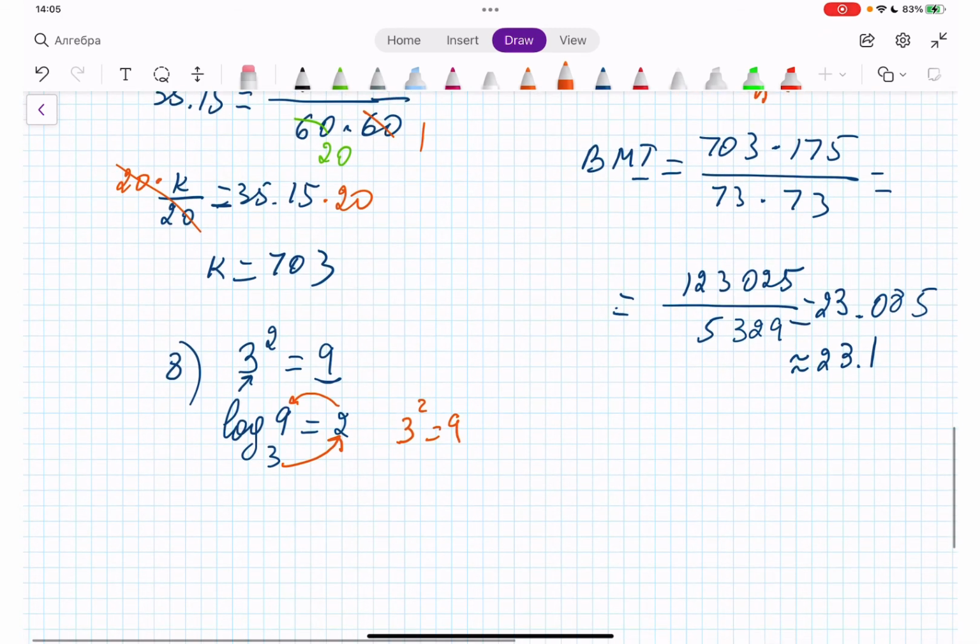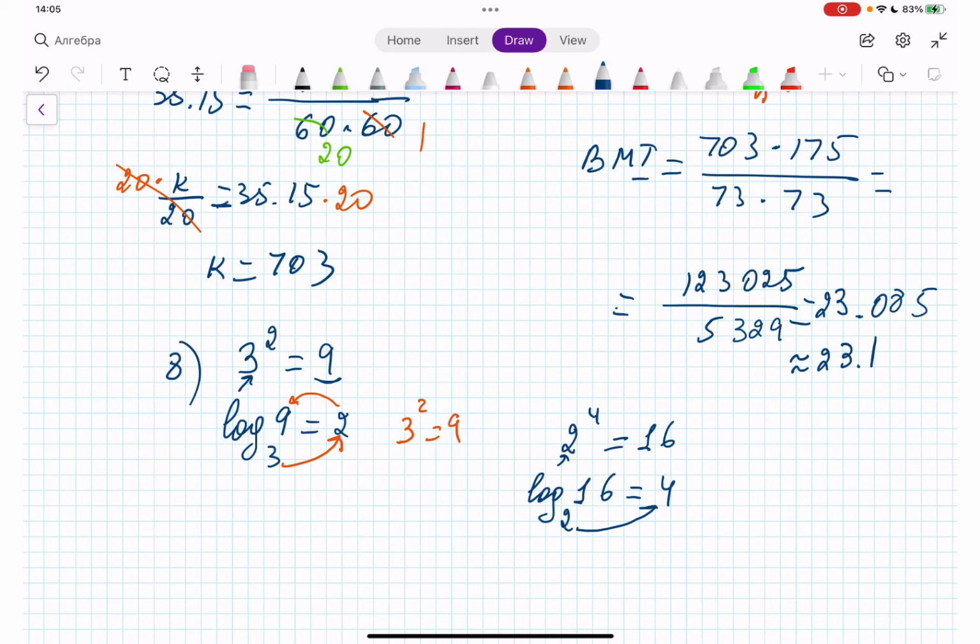Let me take another one. Let me see, 2 to power 4. 2 to power 4 is 16. If I want to write it down in the format of logarithm, I'm writing logarithm of 16 by base 2 is equal 4. And if I want to read it backwards, base 2 raised to power 4, I'm getting 16, right? 2 to power 4, getting 16.